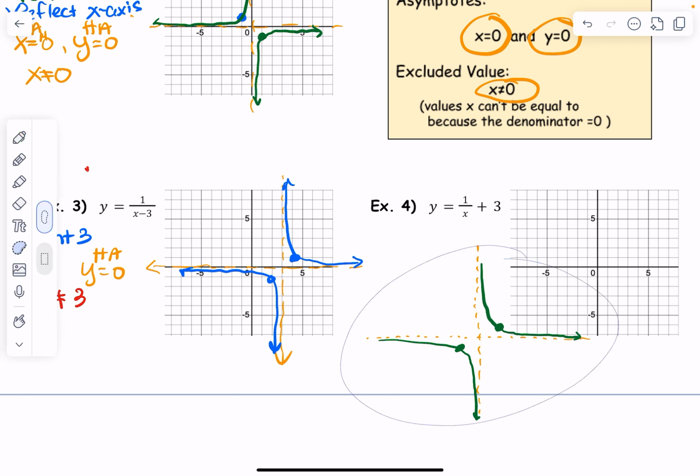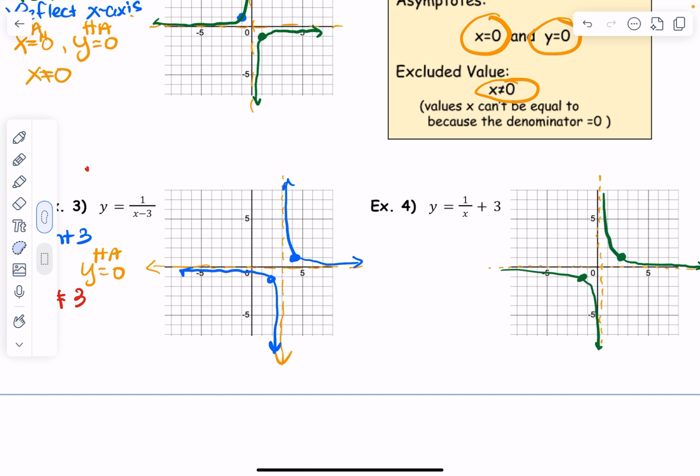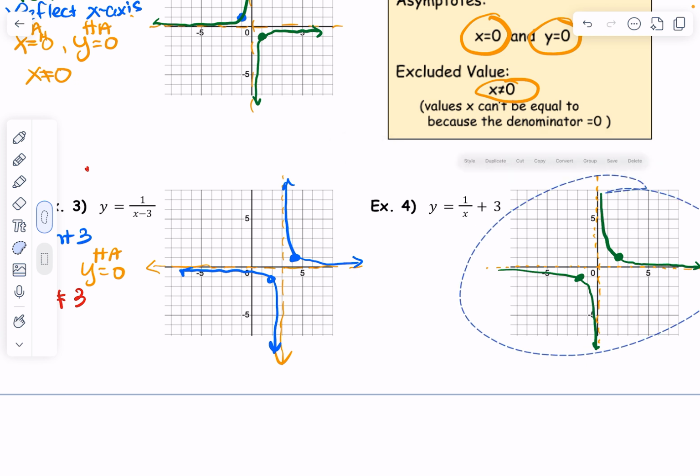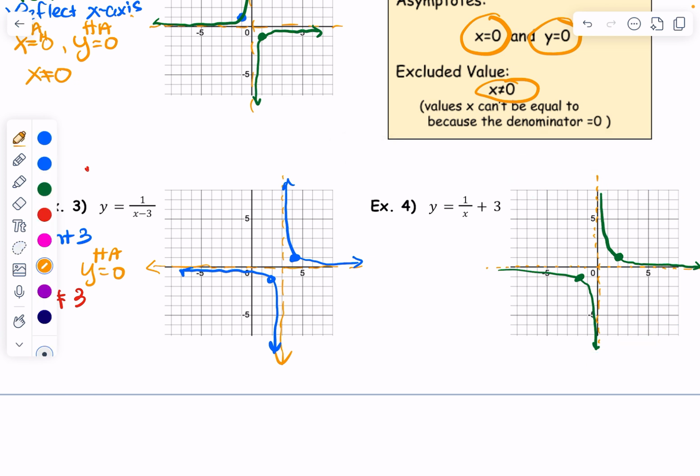This is our parent graph. Let's put this parent graph back. So this is what our parent graph looked like. And if you looked at our function, you could see this is our parent graph. And to the outputs, we're going to be adding 3. So this says we're going to go up 3. So the transformation is up 3.